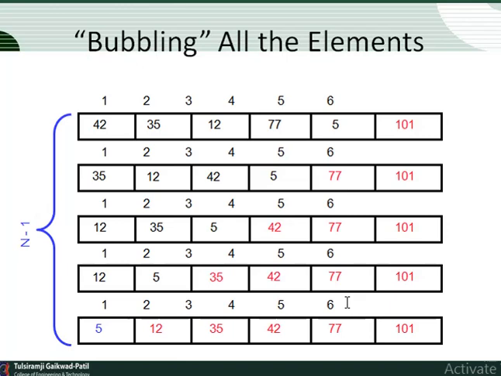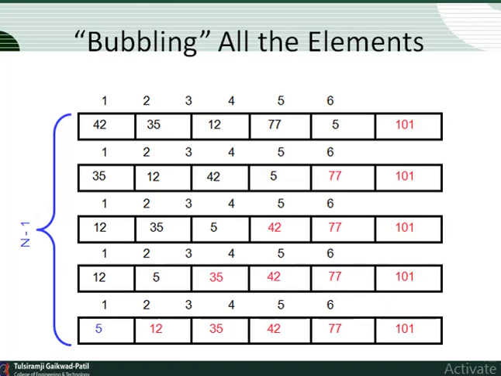Bubble up all the elements. After n-1 iterations, we find 5, 12, 35, 42, 77 and 101 in sorted order. Firstly, we place 101 at the end. Next, we find that the second largest element, the largest in the unsorted list, is 77, and we are going to keep it at the n-1 position.